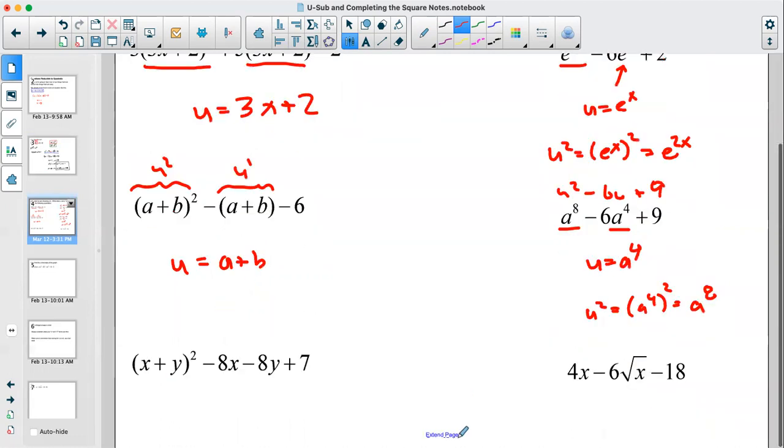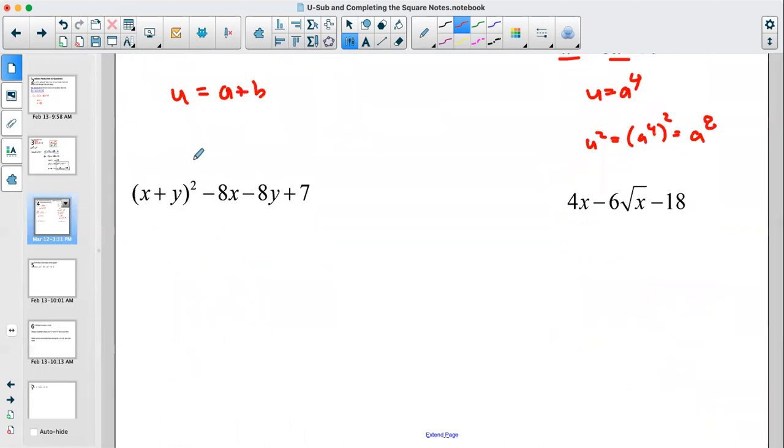Last couple. Let's see. This one doesn't look like anything yet because there's not just one term in the middle. So this one has a little trick in it. You see that both of these terms have a -8 in them, so I can factor that out. When I do, -8x divided by -8 is x, and -8y divided by -8 is y, a positive y. And now this looks a little better.